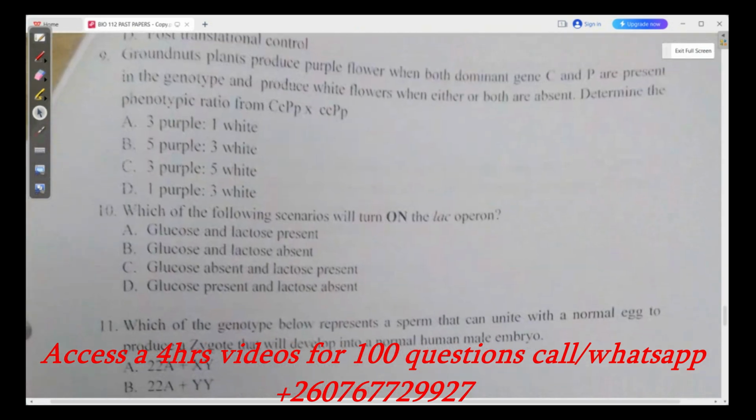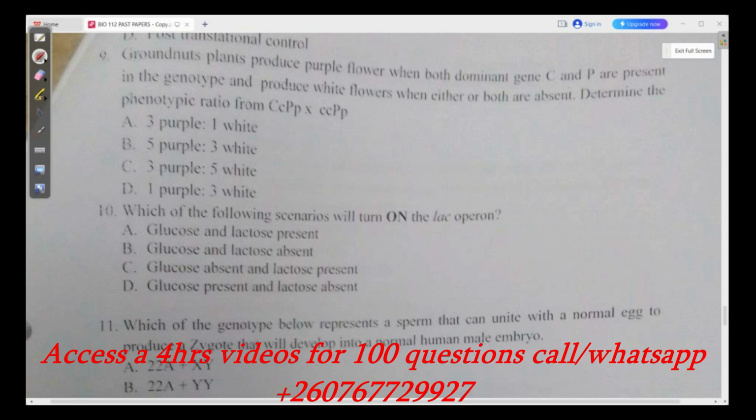Then question 9. Question 9 reads, groundnut plants produce purple flowers when both dominant genes, that is C and P, are present in the genotype, and produce white flowers when either or both are absent. Determine the genotypic ratio from this cross. So I've got this cross. Okay, so let's do this.